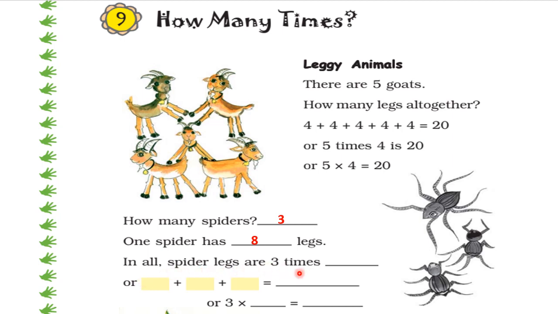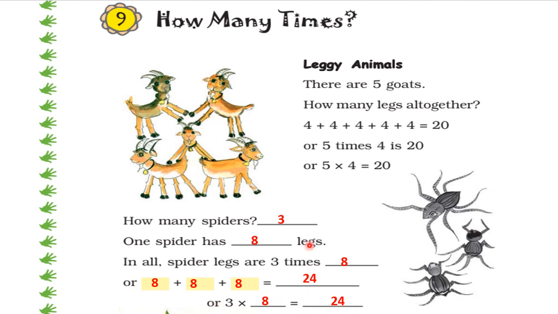spider legs are 3 times. 3 spiders are there. So in all, if one is having 8, we have to count 3 times. Okay? So the spider legs are 3 times 8, or 8 plus 8 plus 8 is equal to 24. As you know, 8 plus 8 plus 8 is equal to 24, or 3 multiplied by 8 is equal to 24. 3 8s are 24.